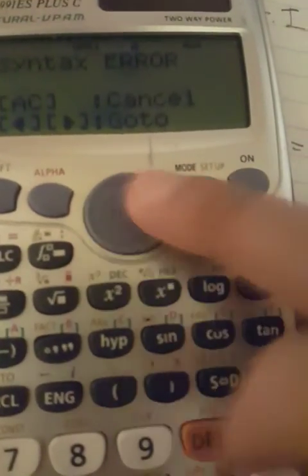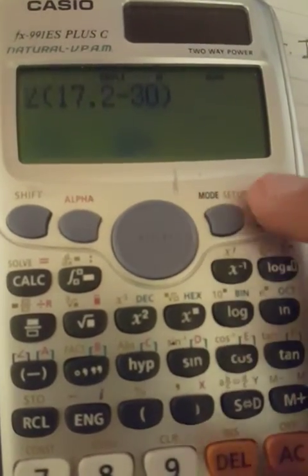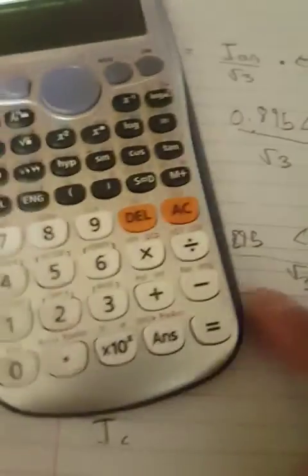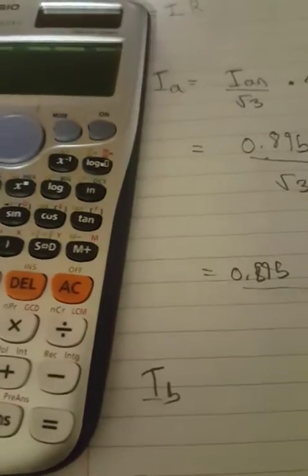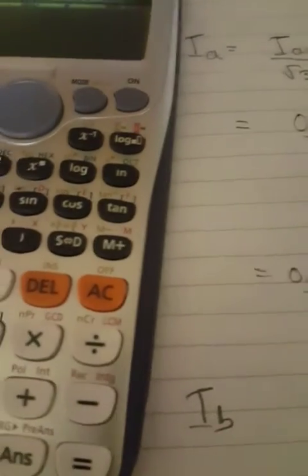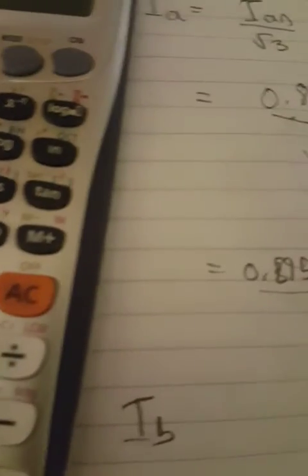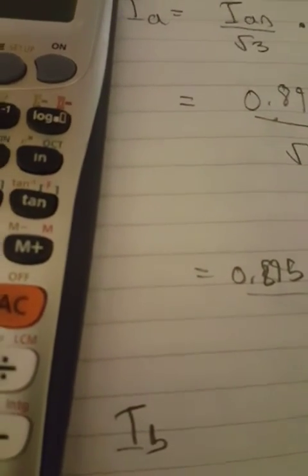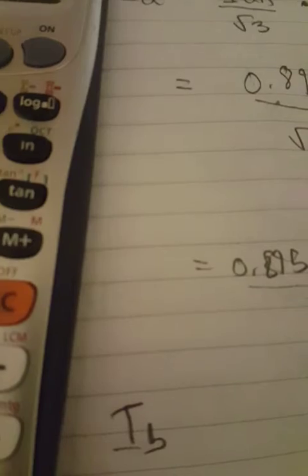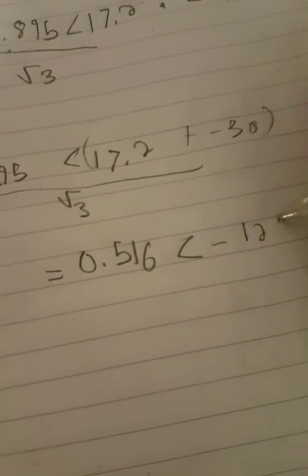The hell? Why don't I know how to do this? Okay, yeah, whatever. 17.2 minus 30 is gonna give us minus 12.8. Okay, cool. That's gonna be our IA.